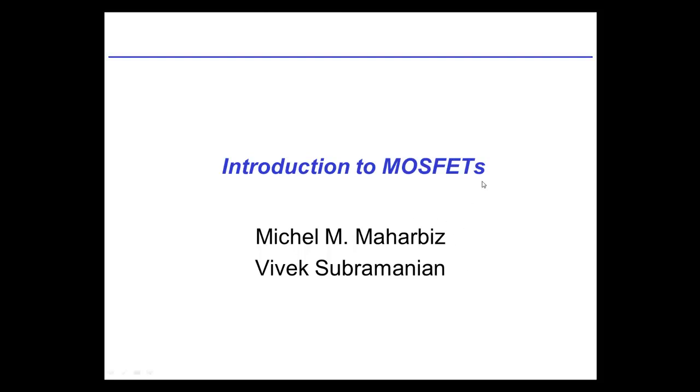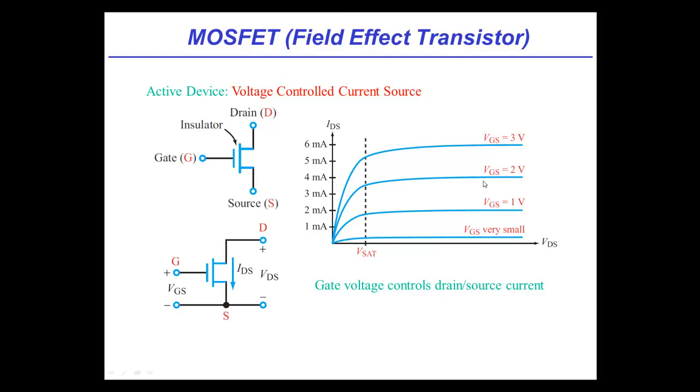Let's get started. In a previous section, we discussed another type of transistor called a bipolar transistor. Today we're going to introduce the transistor that is by far the most important transistor in modern electronics, and that is what's known as the MOSFET, or metal oxide semiconductor field effect transistor.